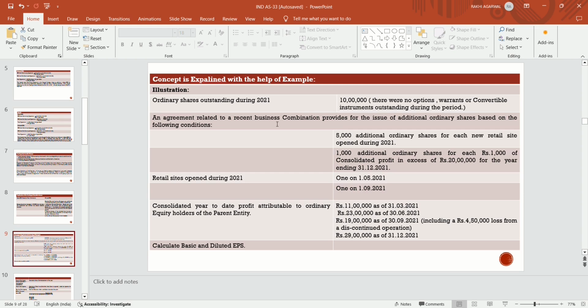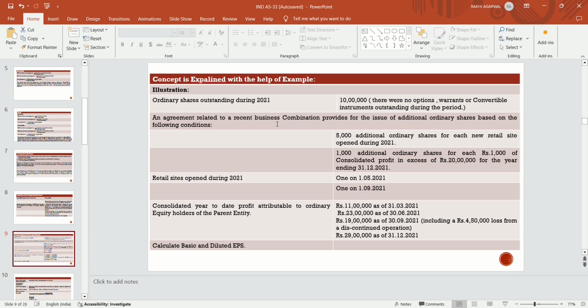So the consolidated year-to-date profit attributable to the ordinary equity shareholders of the parent entity is rupees 11 lakhs as on 31st March 2021, rupees 23 lakhs as on 30th June 2021, rupees 19 lakhs as on 30th September 2021, including 4,50,000 loss from discontinued operation, and rupees 29 lakhs as on 31st December 2021.